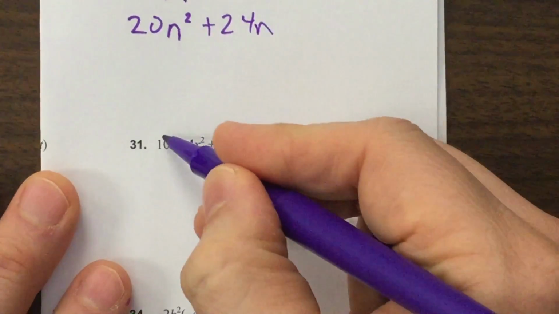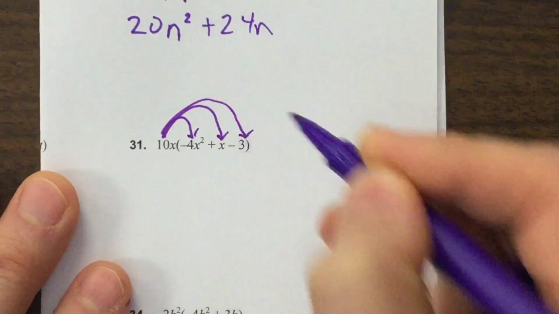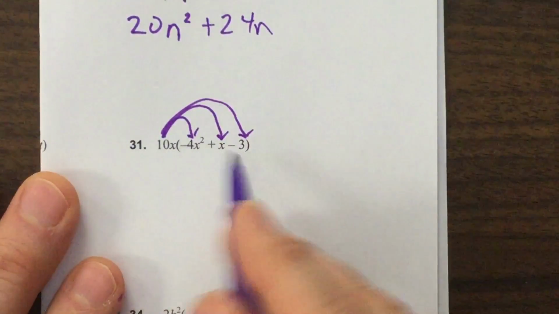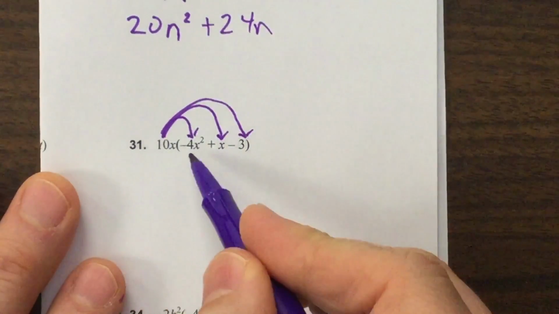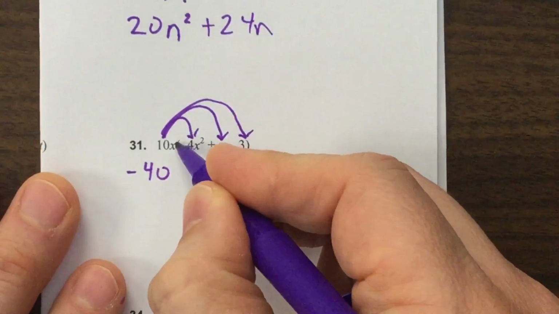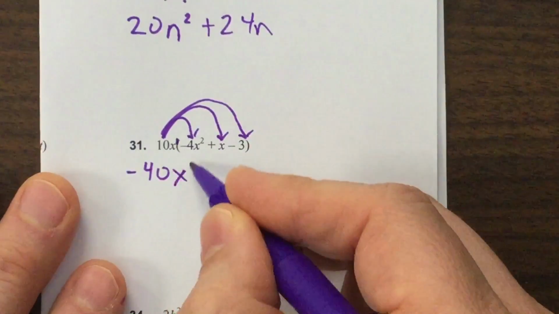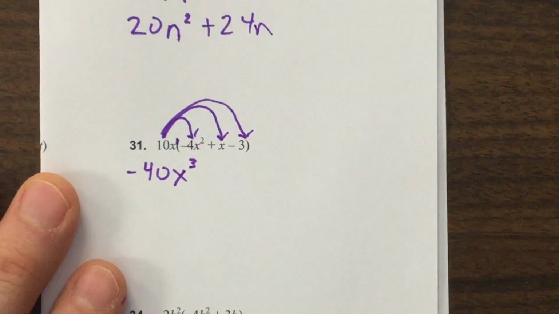10x multiplies into here, here, and here. So look at the first part. The 10 times the negative 4 gives me negative 40. And then x to the first power times x to the second power, we add those exponents and get x to the third power. That's my first distribution.